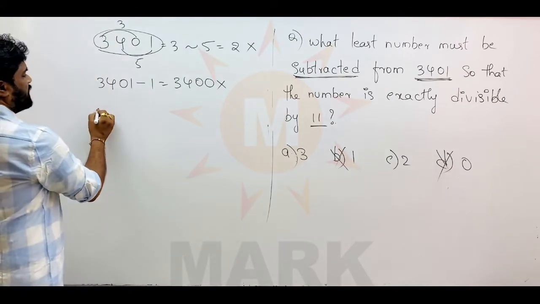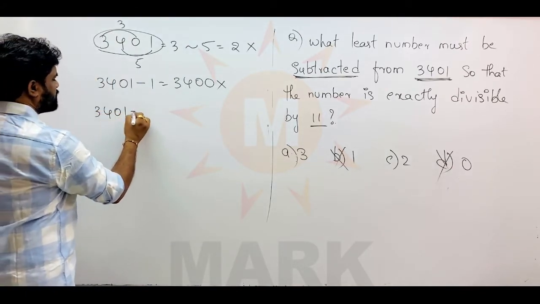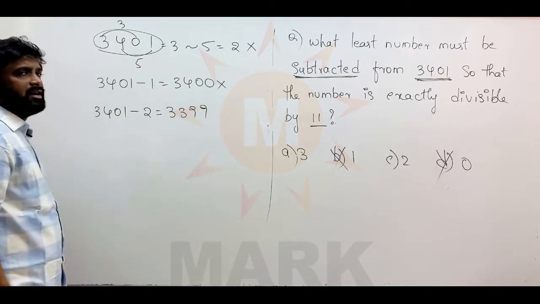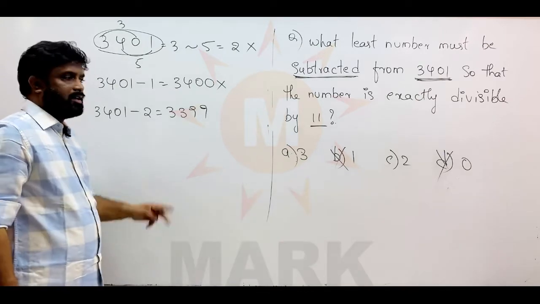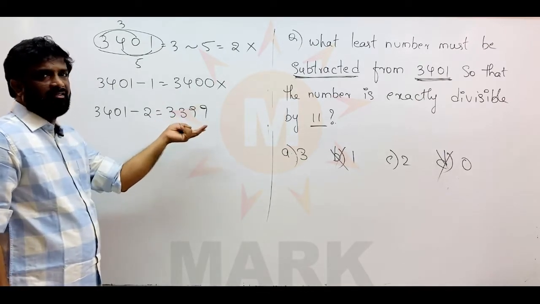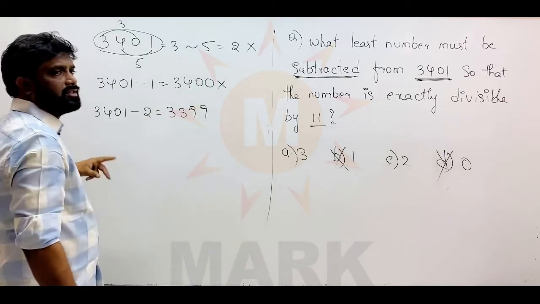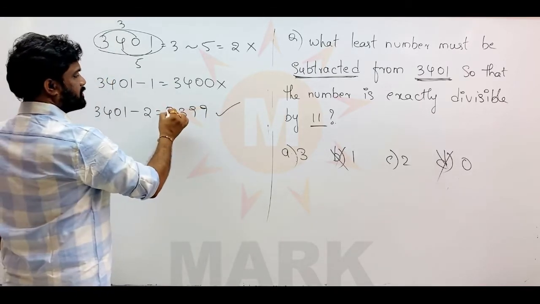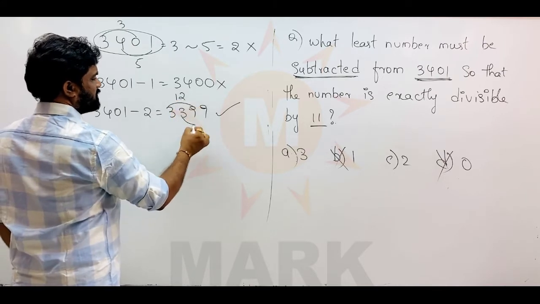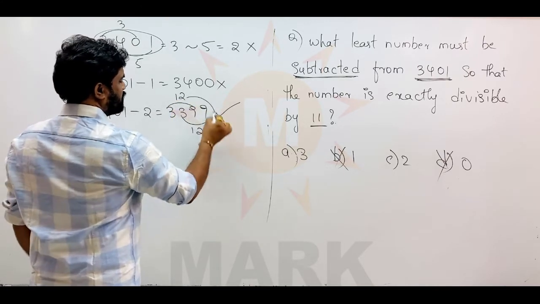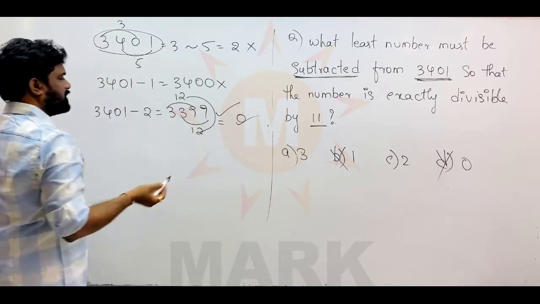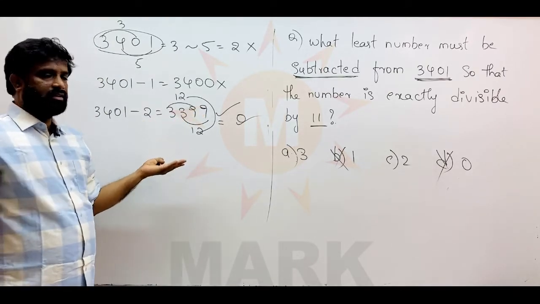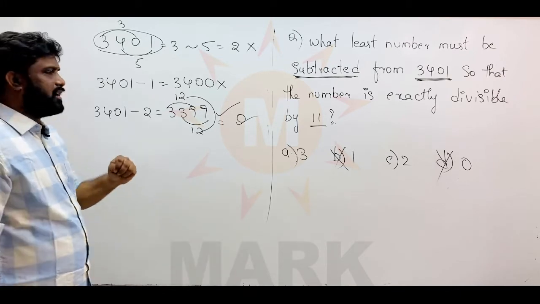So I think that 3401 minus 2 gives you 3399. By looking at this number only, anybody can tell: 3399, 11 threes are 33, 11 nines are 99. So this number is divisible by 11. Or else you can use the technique: 3 plus 9 is 12, 3 plus 9 is 12, and 12 minus 12, the difference, is 0. Any double digit number with the same digit is automatically divisible by 11.